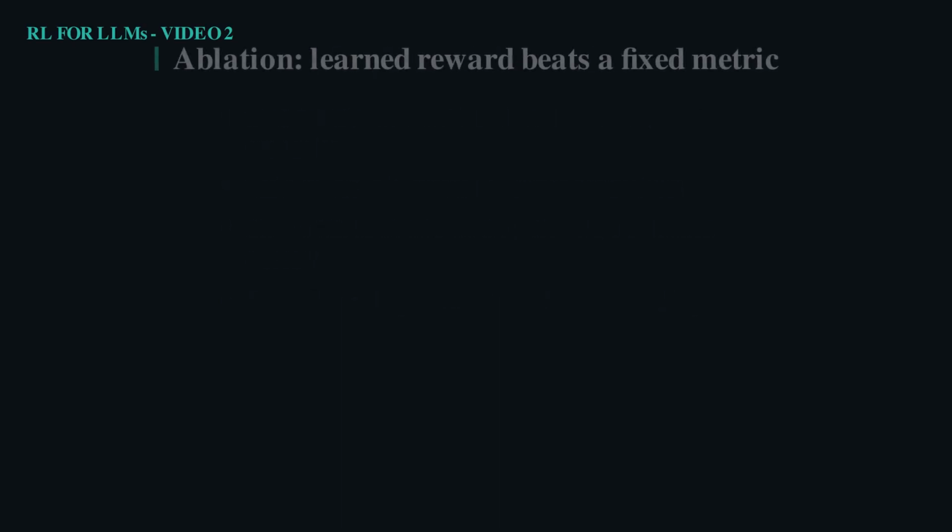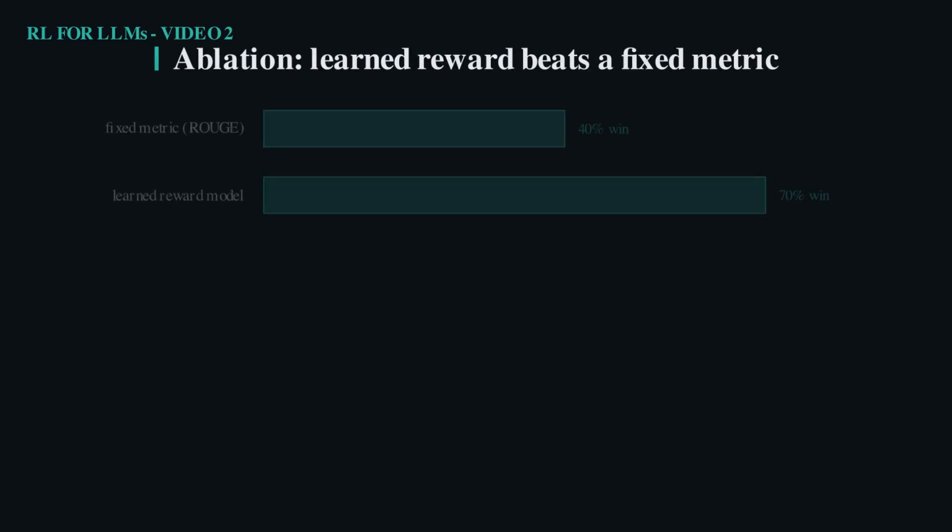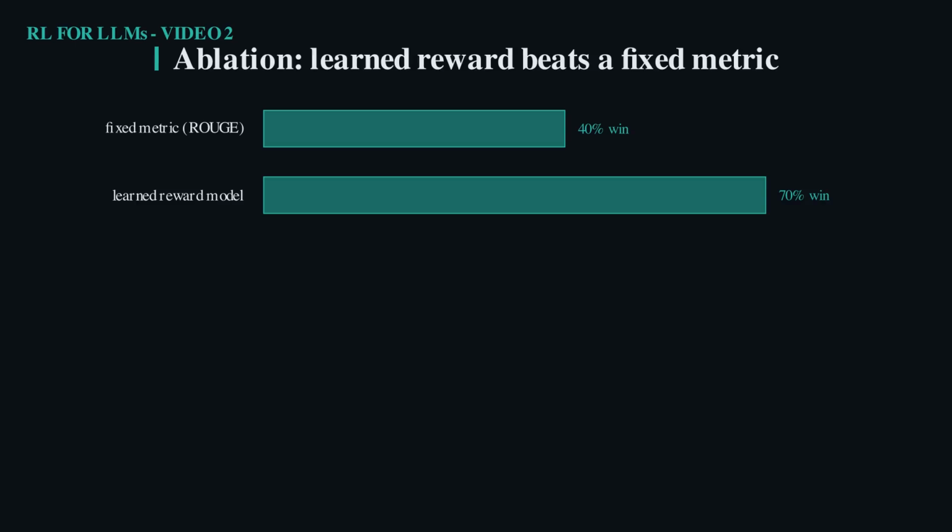Is a learned reward really worth the trouble versus a simple hand-built metric? Stiennon's 2020 summarization work answered this clearly. A learned reward model beat Rouge, a fixed word overlap metric, outright on human preference. The lesson: what people prefer is subtle enough that it is worth learning, not hand coding. That insight is the foundation of the whole field.